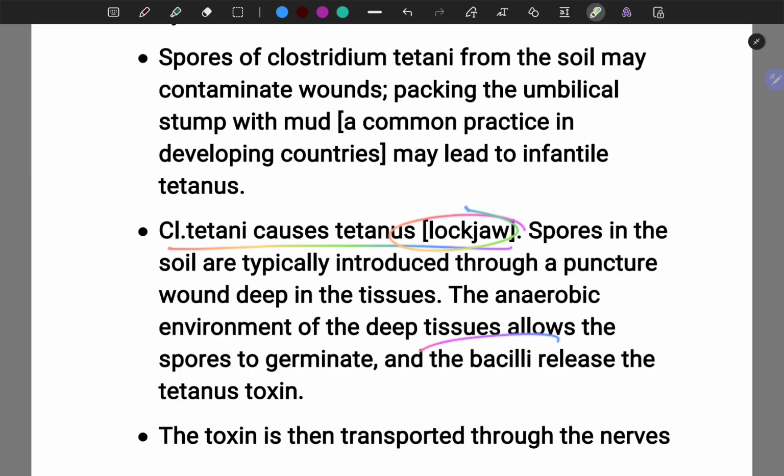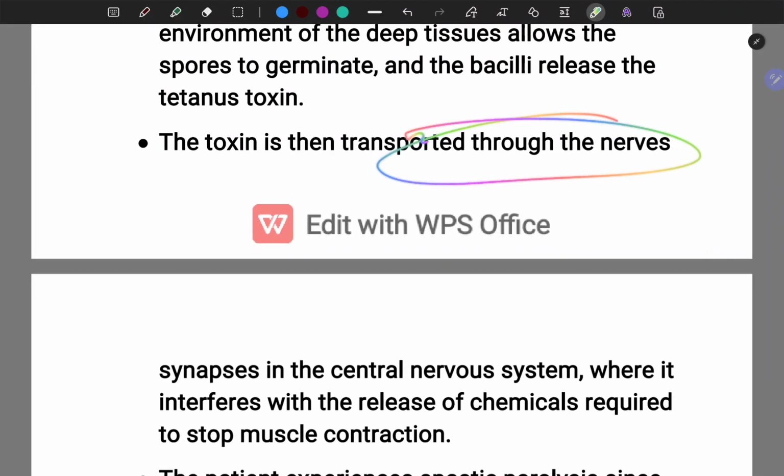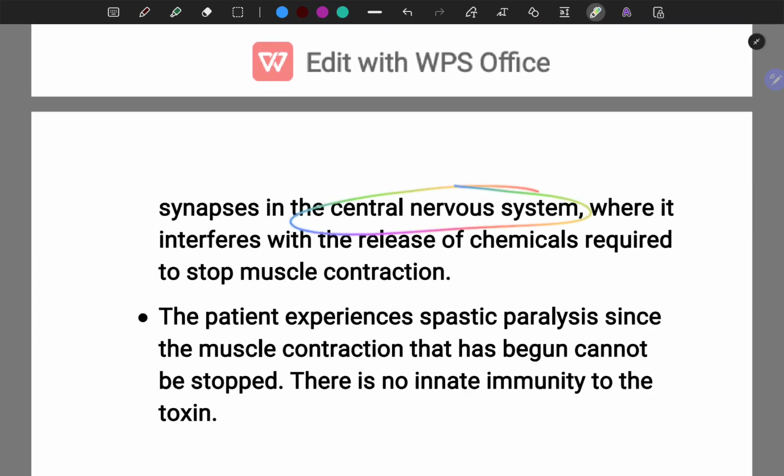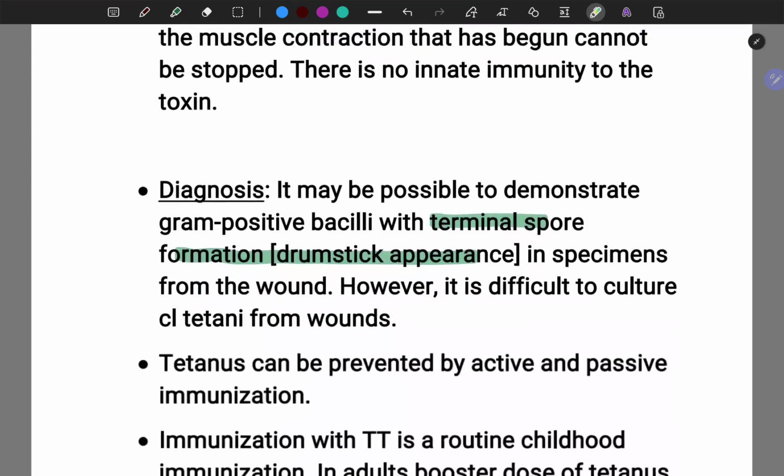So this will basically release the tetanospasmin toxin. The toxin is then transported through the nerves, synapses and the CNS. The patient experiences spastic paralysis, the complete spasm of the muscles. It's a muscle contraction that cannot be stopped. For diagnosis, there is a terminal spore, and a drumstick appearance is present.